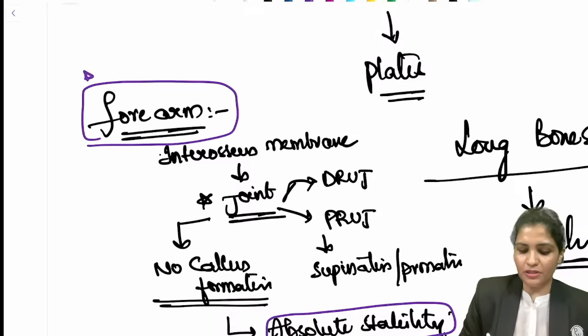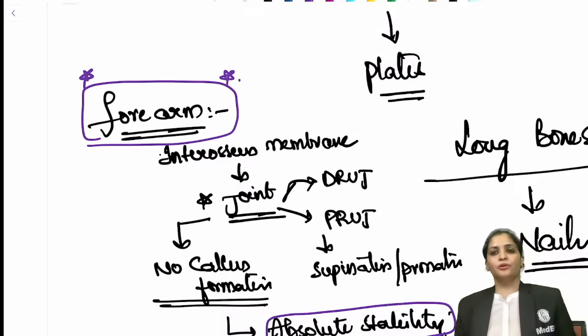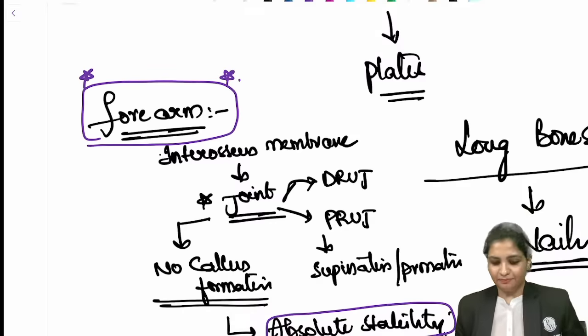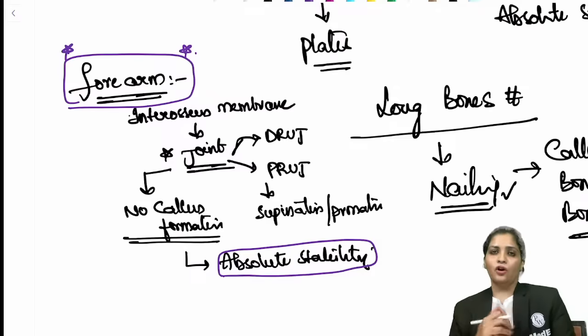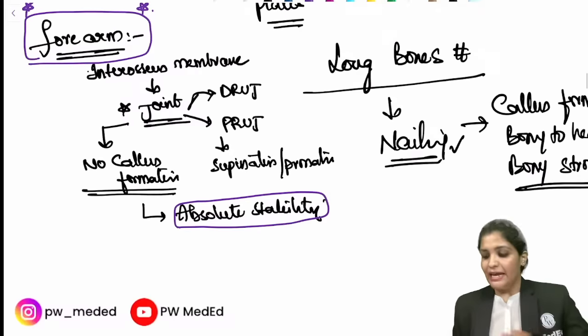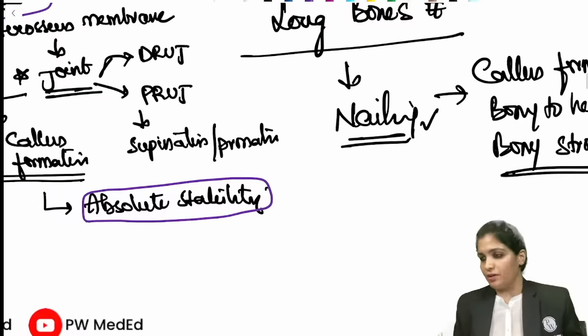Right? So forearm bones and your periarticular fractures, you use plates for rigid fixation, and in long bones, you use nails, that is, intramedullary interlocking nails. So, somebody wants to know what is interlocking.